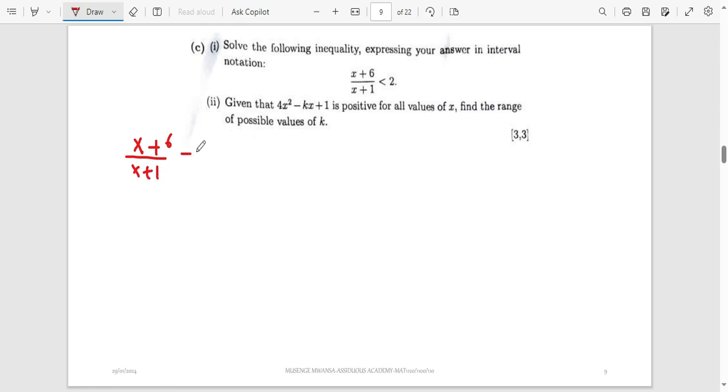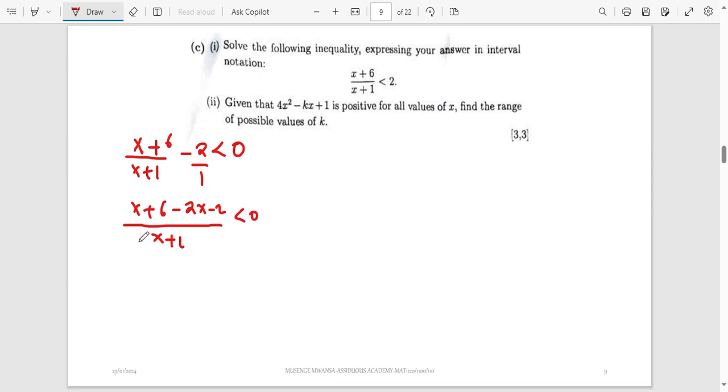Always take to the other side, please. For inequalities, rational inequalities, you never cross multiply. Merge this as a single fraction, that is going to be x plus 6. Multiply the negative 2 with what is down, that will be negative 2x minus 2. Multiply the two denominators, x plus 1 less than 0.